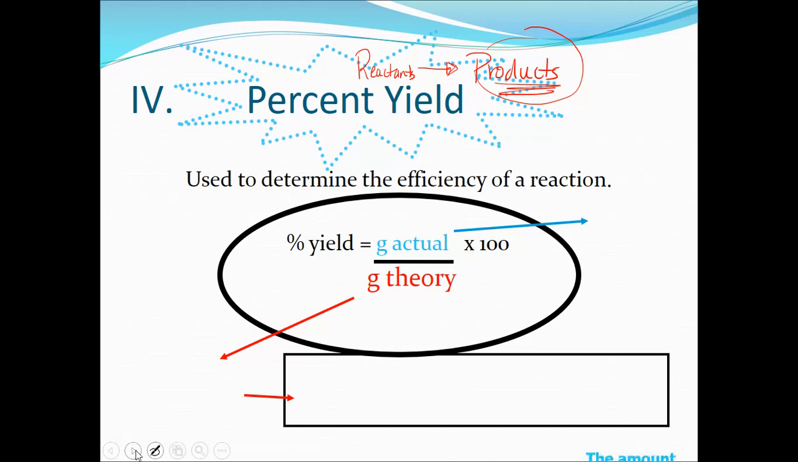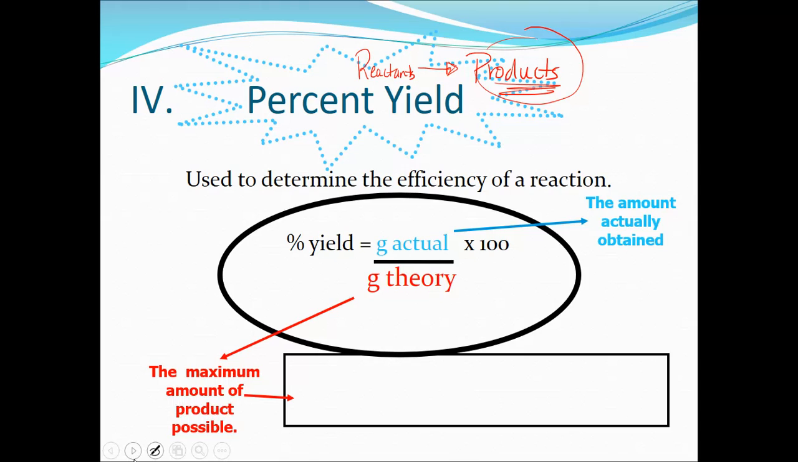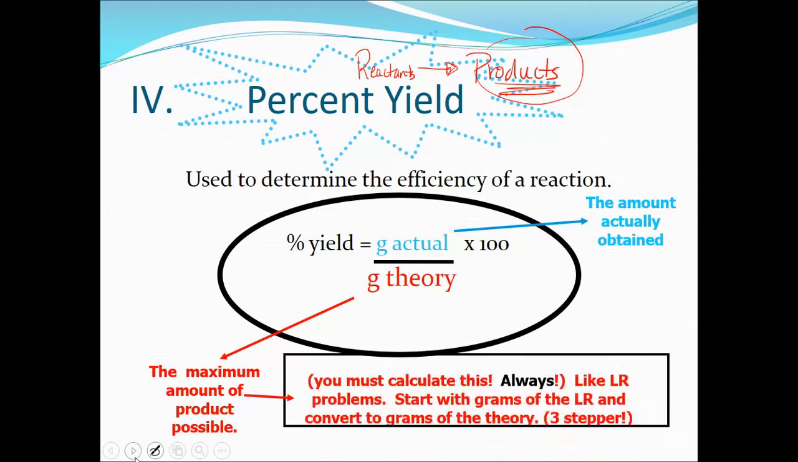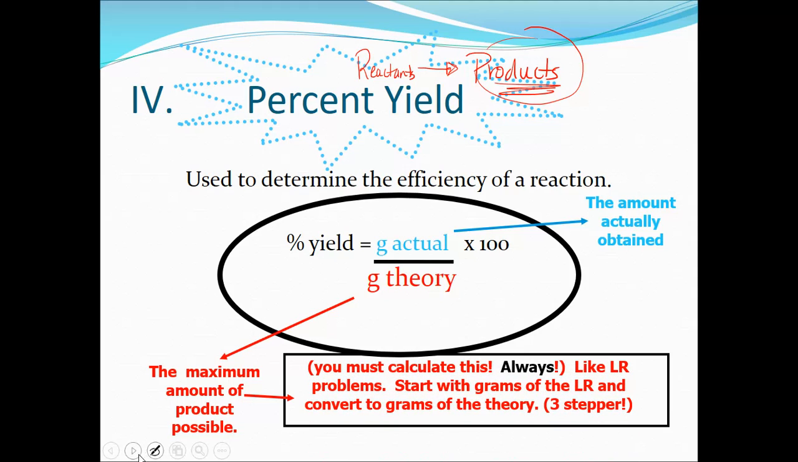So the grams actual, as I said, is the amount you actually make, and the grams theory is the maximum amount possible to make. It's the theoretical amount that is possible to make if you made no waste. Now, the way that you figure out the grams theory is you have to calculate it. Always. Again, you always have to figure out your grams theory. They're not going to give it to you. You have to calculate it.